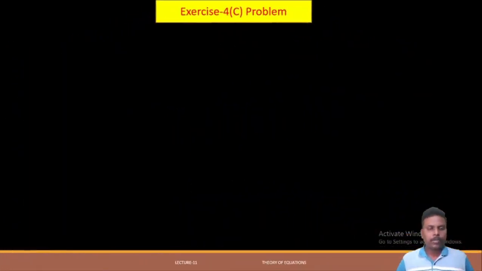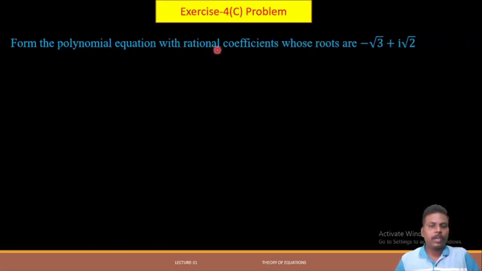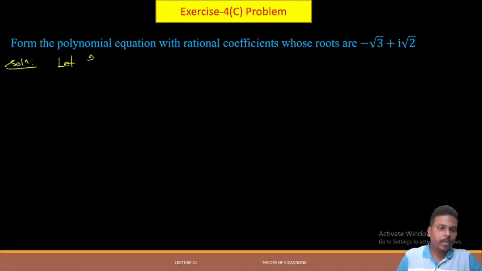let us solve one more problem here. Here is our next problem. Form the polynomial equation with rational coefficients whose roots are minus root 3 plus i root 2. Let us find out the solution for this. Here is the solution. Let f of x be the required polynomial with rational coefficients.